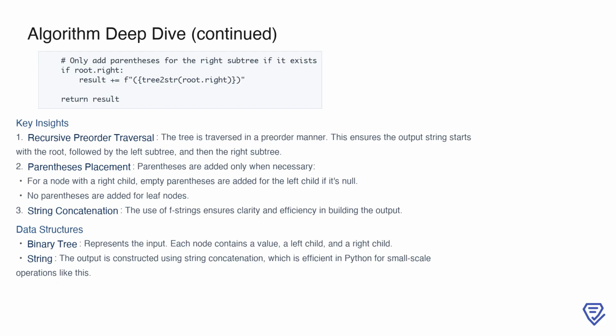The key insight here is that we use a recursive pre-order traversal to construct the string. Starting with the root, we process the left and right subtrees recursively, ensuring the tree structure is faithfully represented. Parentheses are used judiciously. For a node with a right child, we include empty parentheses for the left child if it's null, while no parentheses are added for leaf nodes. Additionally, the use of Python f-strings makes string concatenation both clear and efficient. The algorithm relies on the binary tree as the input data structure and constructs the output as a string. By leveraging these simple yet powerful operations, we can solve the problem in a clean and efficient manner.